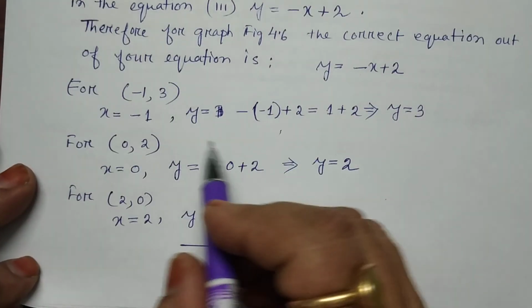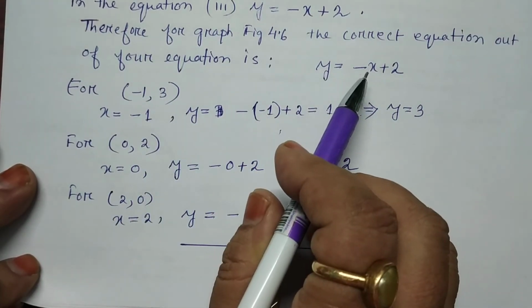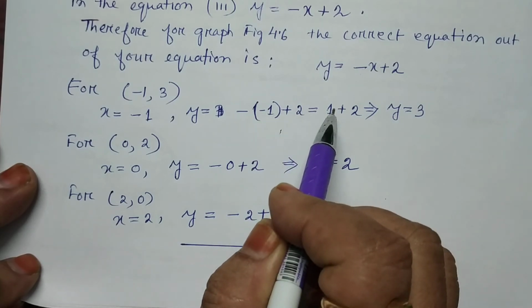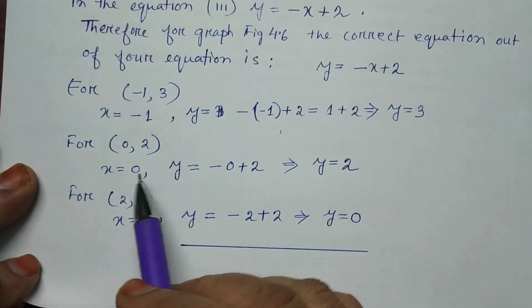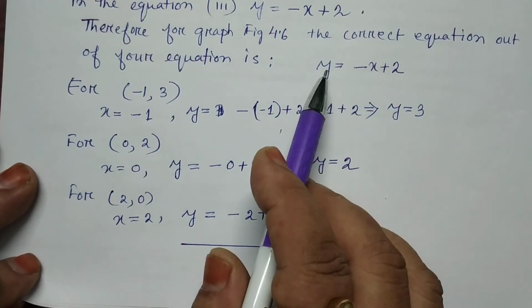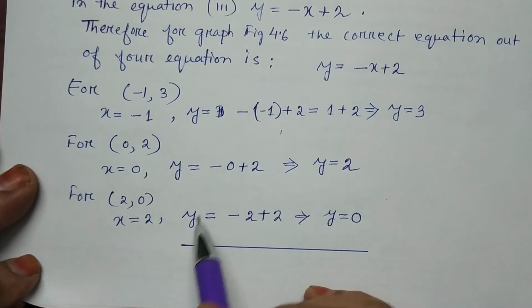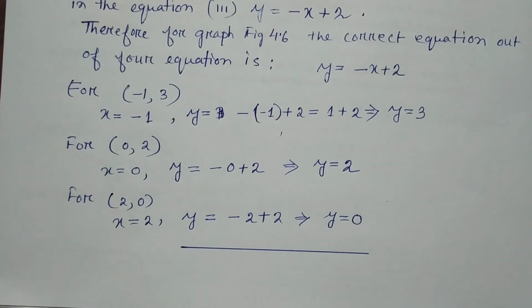That means we can verify it this way also. For this coordinate, if we put x equal to minus 1, then minus of minus 1 is plus 1, plus 2, so y equals 3. Therefore, we get 3. And if we put x equal to 0, y equal to 2. That means this coordinate satisfies this equation. Similarly, in this way. Okay. Have you understood?